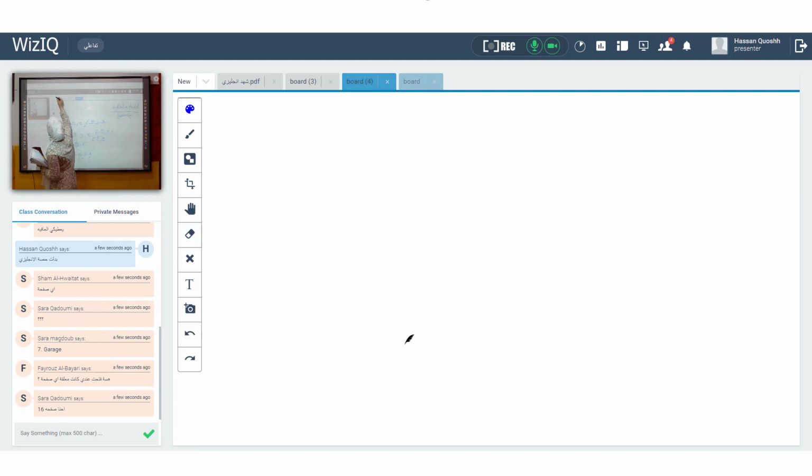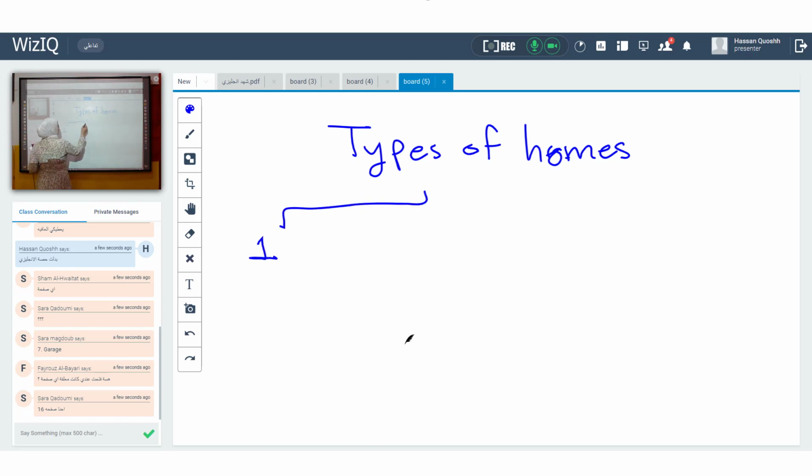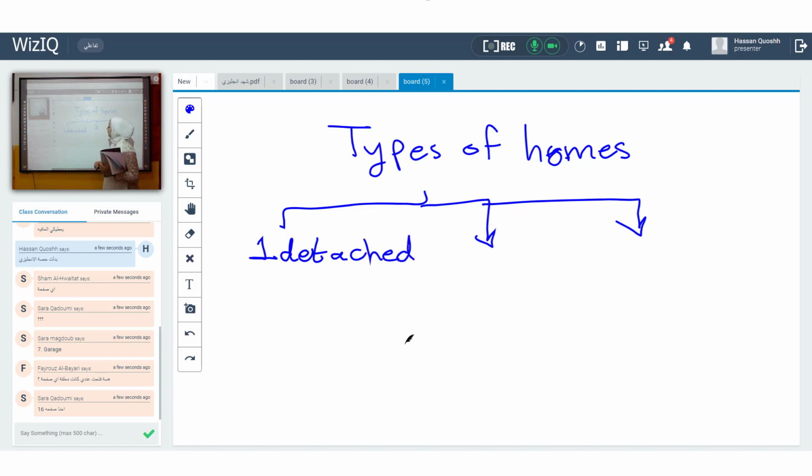homes. Okay, types of homes. The first one, second, and the last one. The first type, detached house. Excellent, thank you. Okay. A detached house.